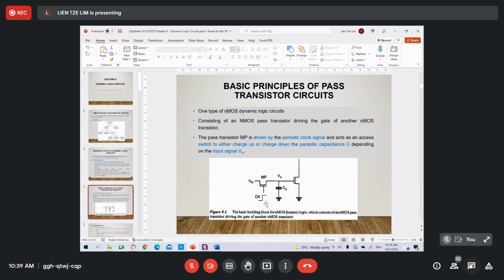So you see here, this is the pass transistor circuit with the clock. When there is a clock and there is a load capacitance or output capacitance, it means that this circuit is a dynamic logic circuit. The transistor used is also a CMOS transistor. In this circuit only NMOS is used.